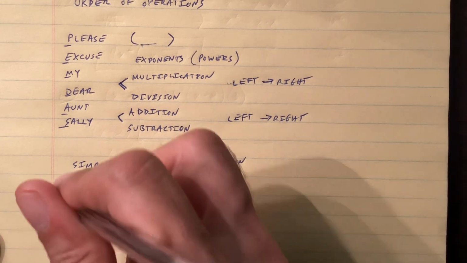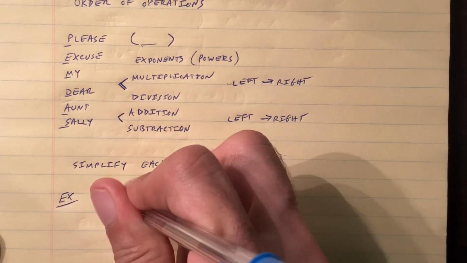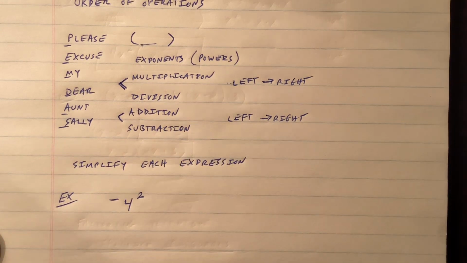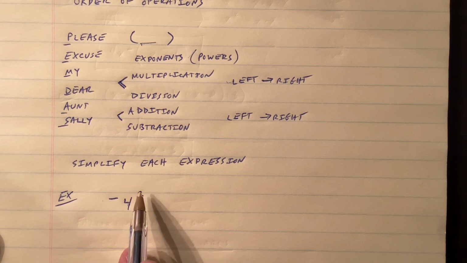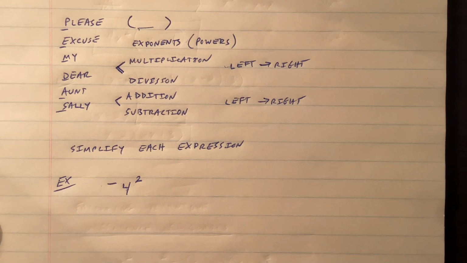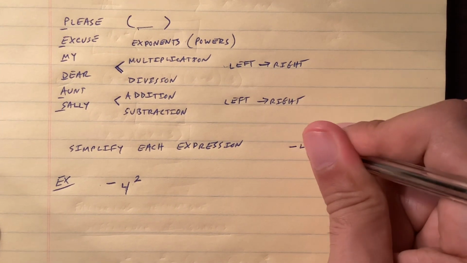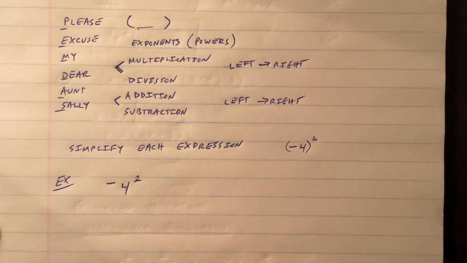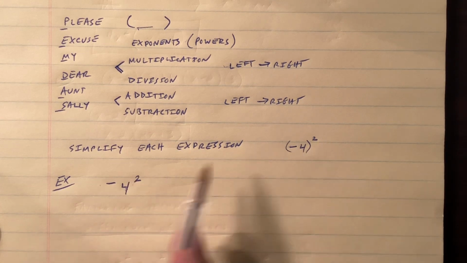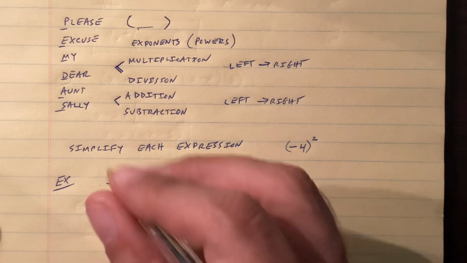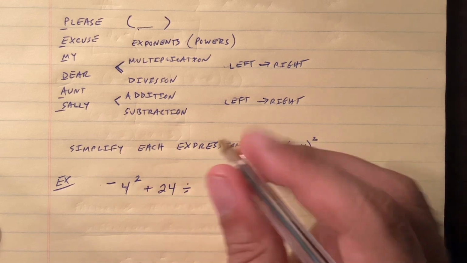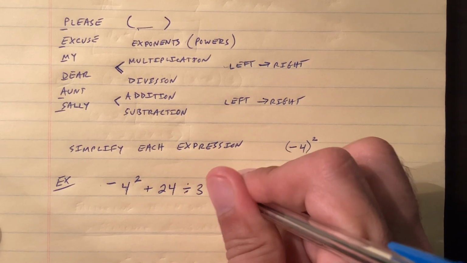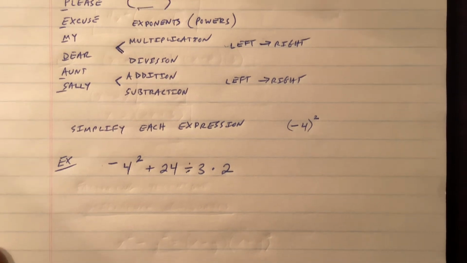All right, so first example, let's take a look at negative 4 squared. And notice something, it's the 4 that's being squared. It's not the negative 4 being all raised to the second power. We saw an example of this in a previous video. If they were looking for negative 4 being squared, it would be written as this. All right, so just be on the lookout. Then we're going to do plus 24 divided by 3 times 2. All right, so here's our problem.